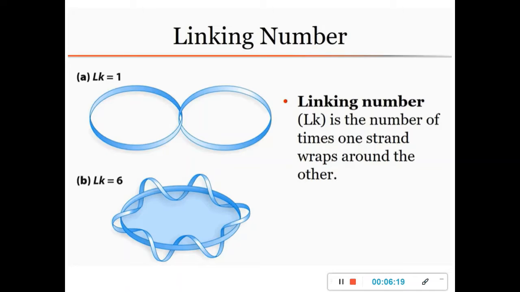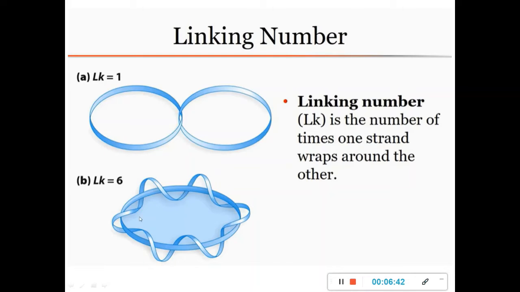Now, a terminology related to supercoiling is linking number. What is linking number? If you consider the two strands of DNA separated, the number of times one strand wraps the other is referred to as a linking number. In this case, the linking number is found to be 1.